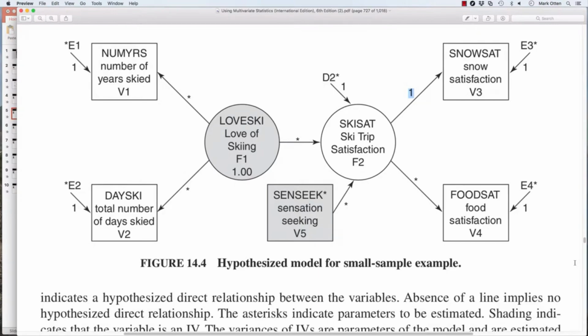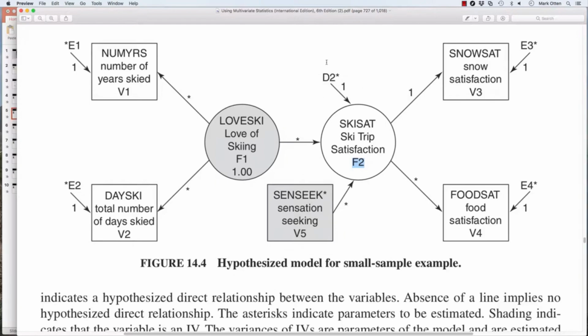There are a couple of other things we need to note here. First of all, F2, ski trip satisfaction, is an IV, but it's also a DV, right? Because that's the beauty of SEM, that we can have things predict other things, and then those things be predicted by new variables. In this case, we have one factor predicting the other, love of skiing predicting ski satisfaction. So we need to make an equation for F2, ski satisfaction. What are the IVs going to be in that equation? Well, we have sensation seeking here as an extra IV pointing to it. We have love of skiing here also, that's your factor 1. So we're going to have factor 1 and also variable 5 as your two IVs.